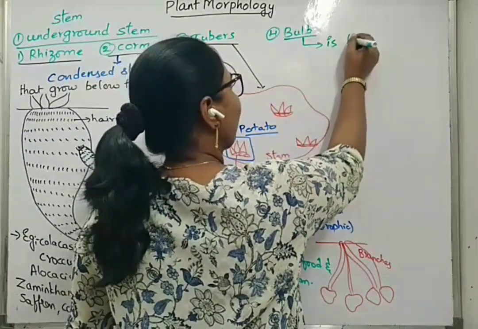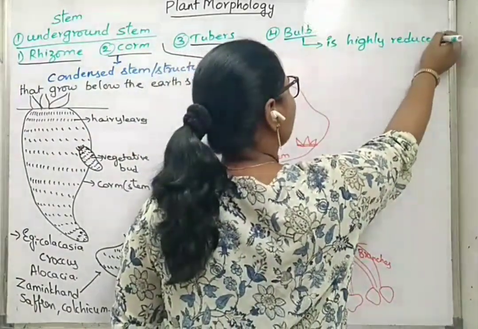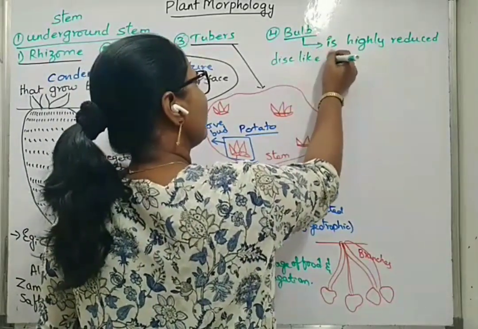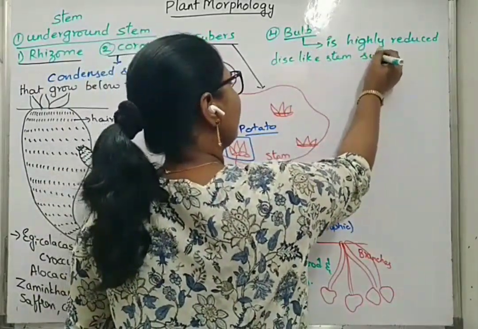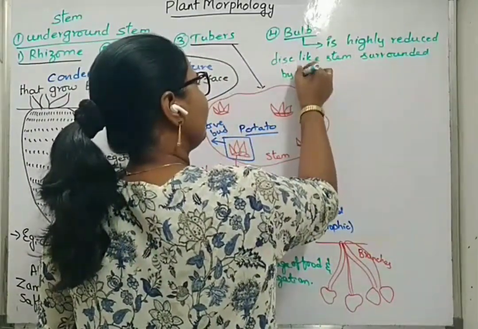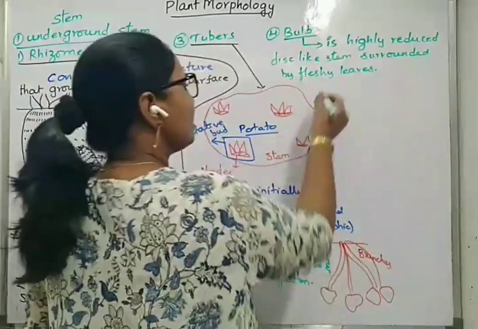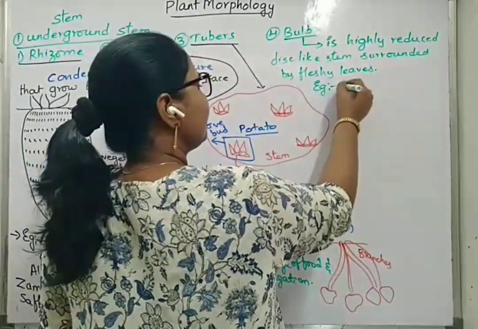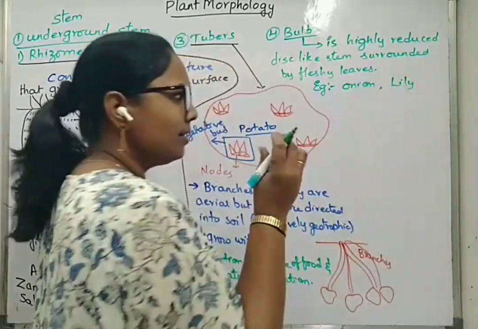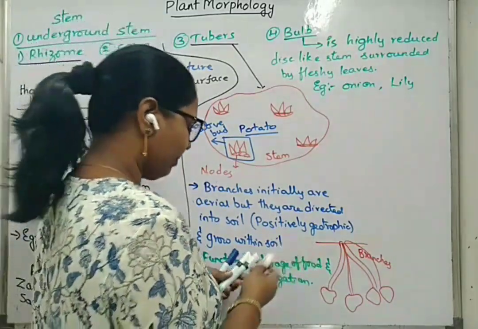Bulb is a highly reduced, disc-shaped stem surrounded by fleshy leaves. So here examples we can take onion and lily, the bulb that is vegetatively propagating.